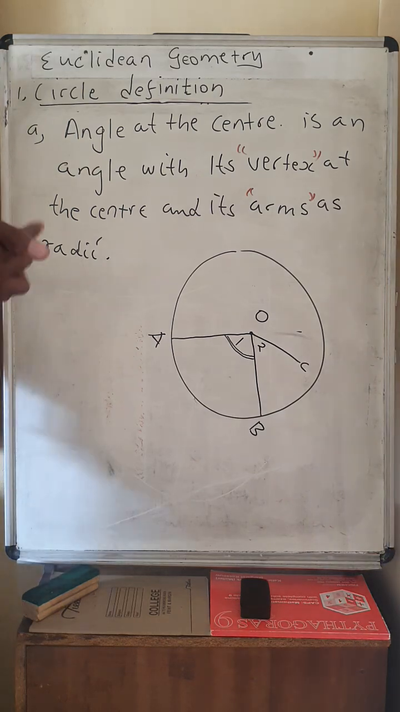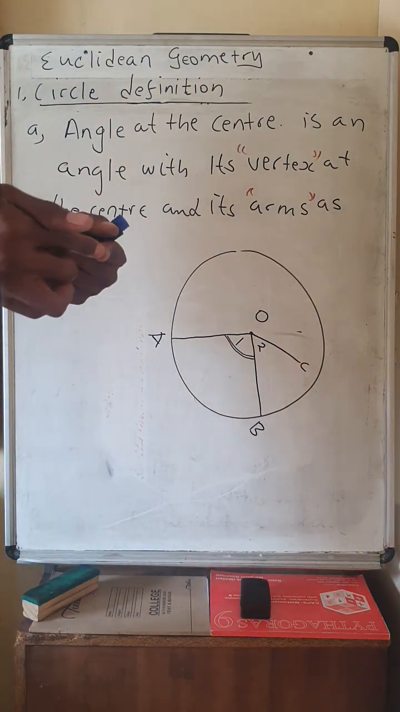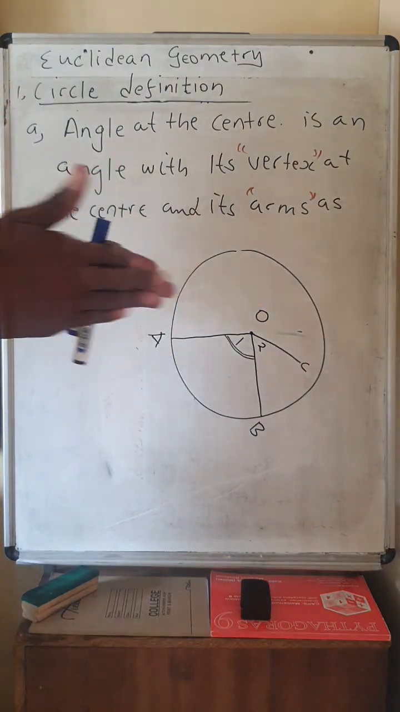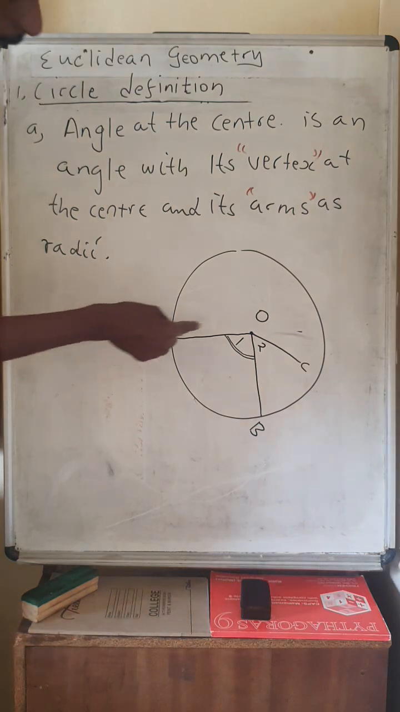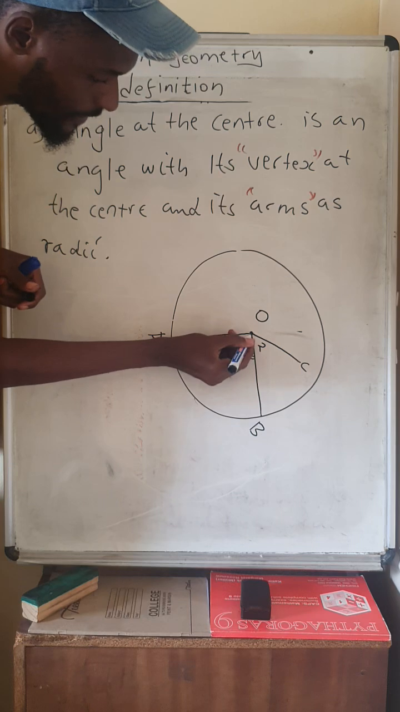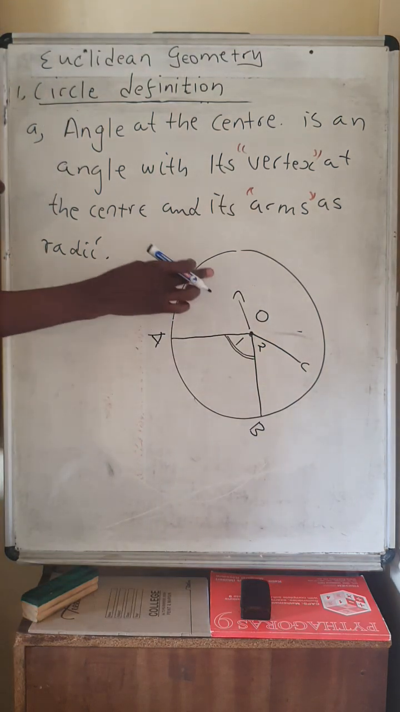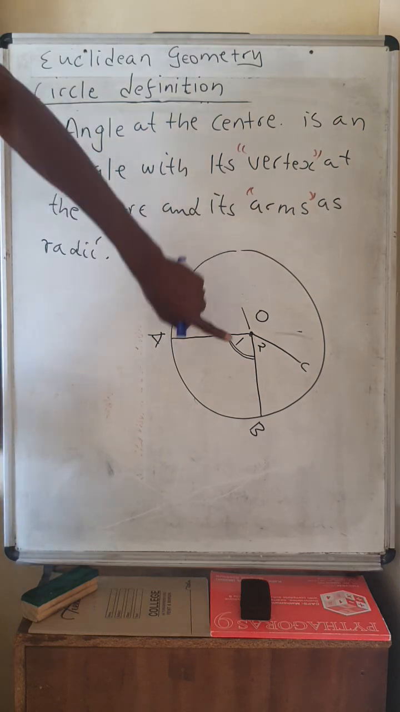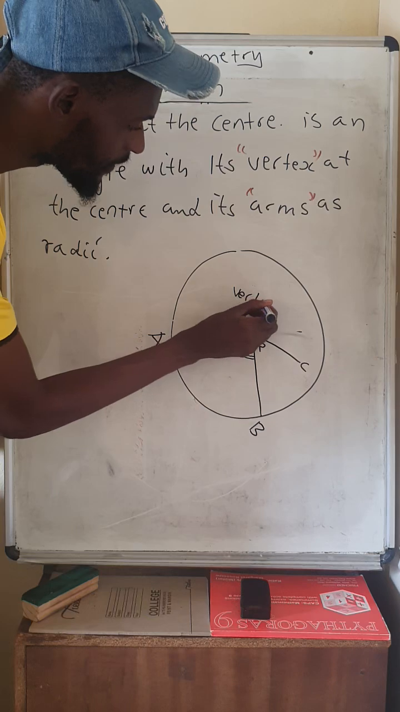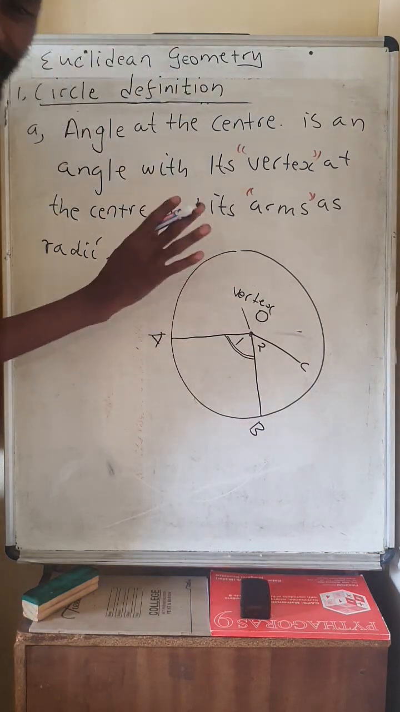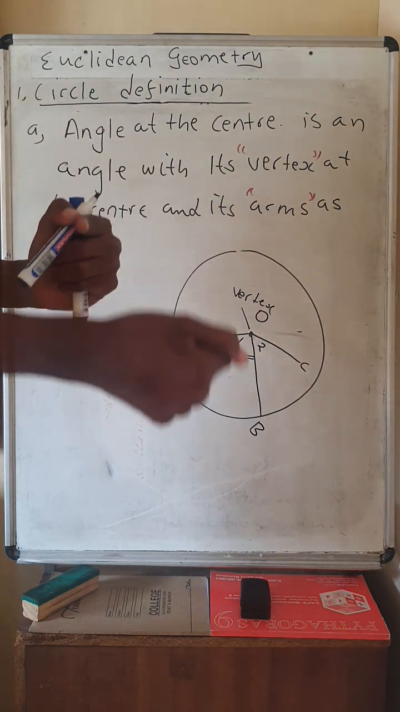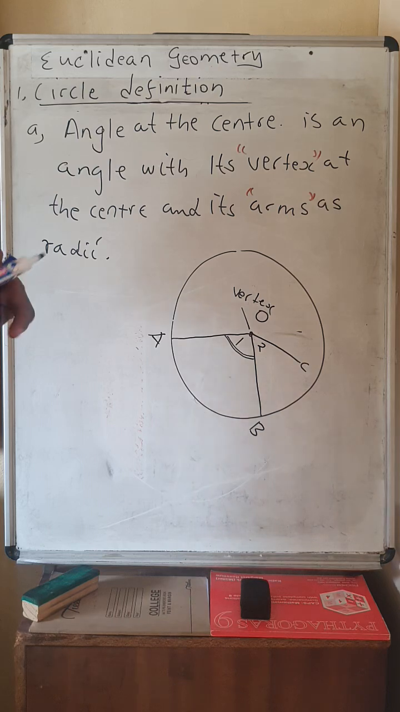Remember I told you the vertex of an angle is the point where the arms intersect. So where are these arms intersecting? At point O. Is O not the center? It is the center. So in this case, the vertex of angle O1 is at the center. So this is the vertex. Is the vertex at the center? Yes.